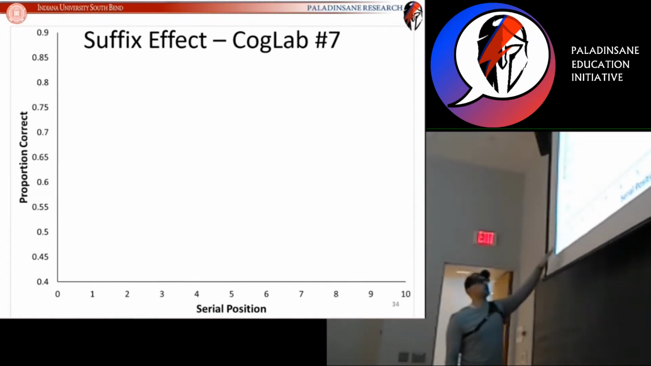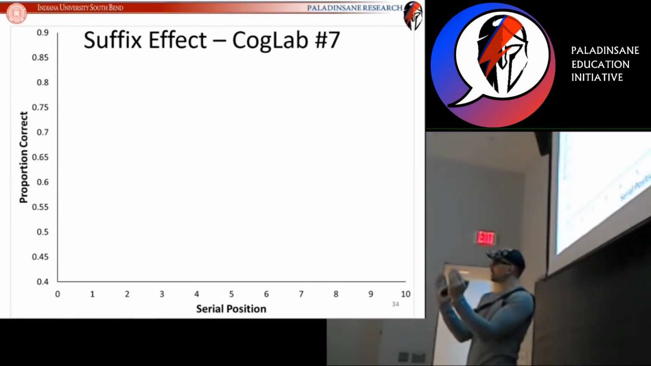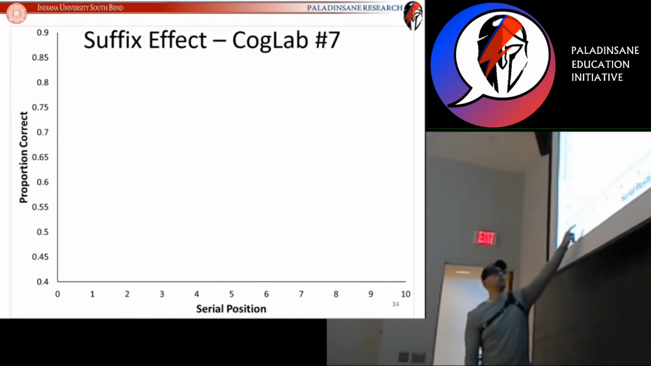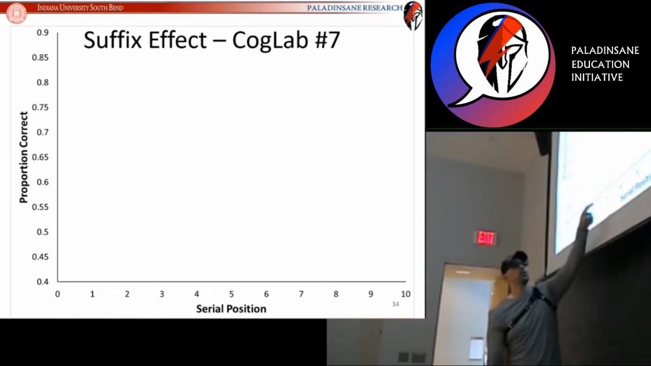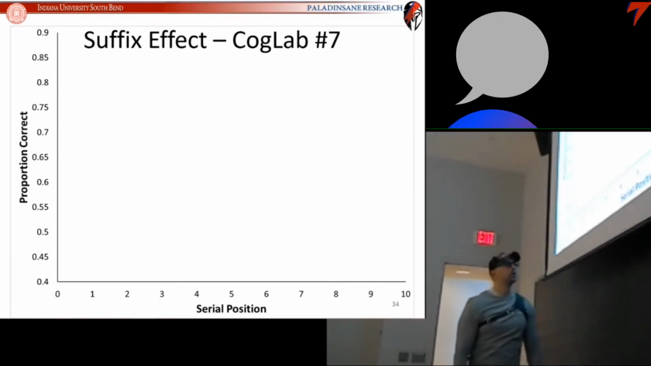So we have serial position here. So this is what order, in what position was each number that you were trying to recall. So was it the first number? Was it the second number? The third number that you were trying to recall? Was it the 8th number? Was it the 9th number that you were looking for?